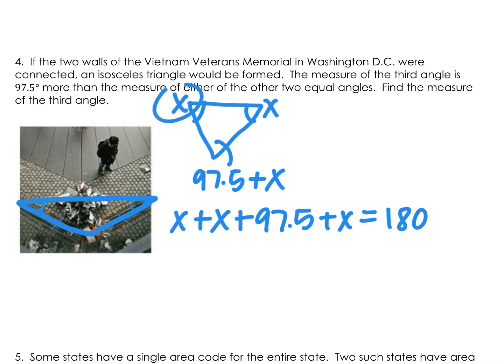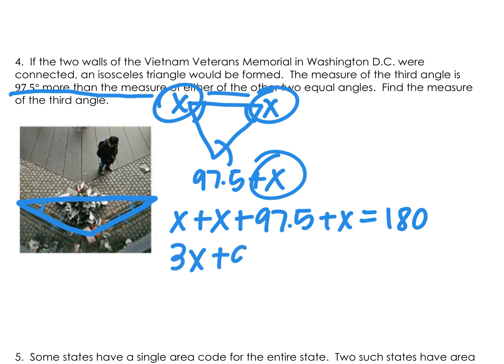Because there's one for each angle. And then this top angle, it said it was 97.5 degrees more than the measure of either angle. So we had to have that angle to add the 97.5 to. So that's where that other x came from. That's a good question. So we have three x's, right? So we can make this 3x plus 97.5 equals 180.